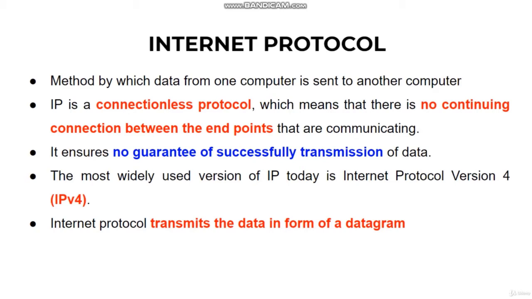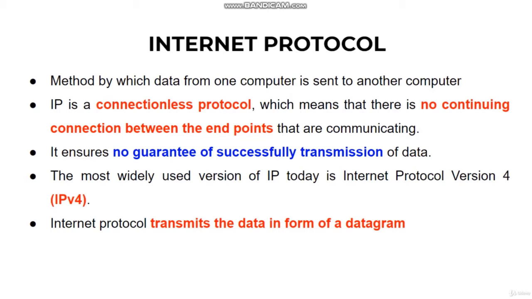IP is a connectionless and unreliable protocol, meaning it ensures no guarantee of successful transmission of data. We have discussed what connectionless and connection-oriented protocols are earlier. In order to make it reliable, it must be paired with a reliable protocol such as TCP at the transport layer. Now, TCP is a connection-oriented protocol, meaning it ensures the successful delivery of data. You cannot combine IP with UDP because both protocols are connectionless protocols.